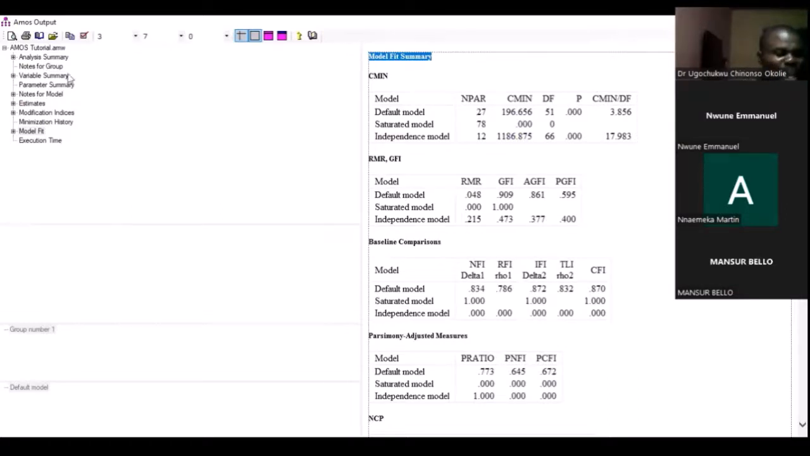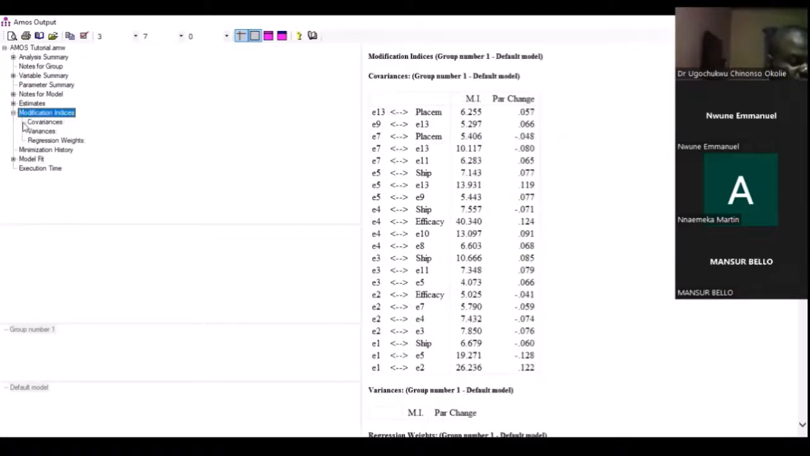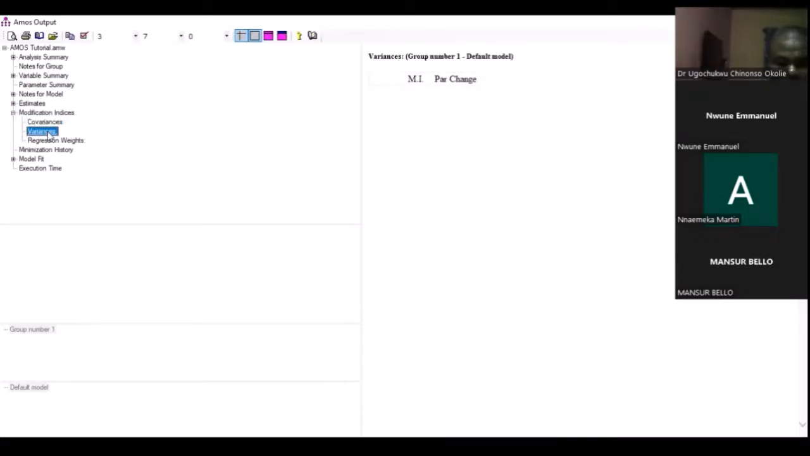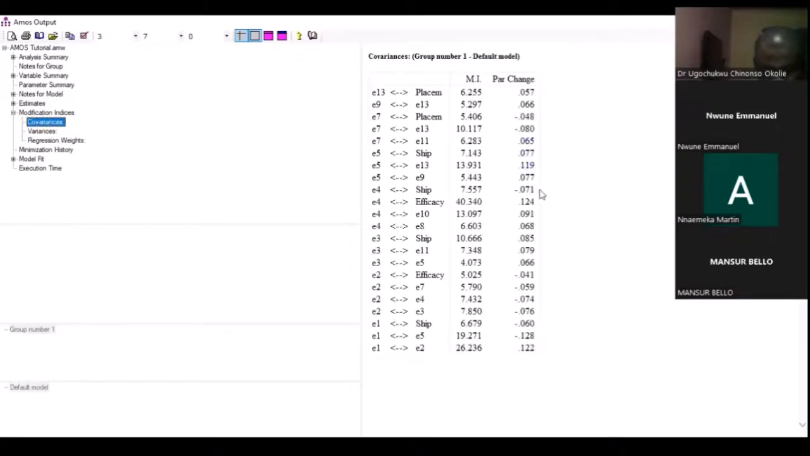Even if you covary error terms, one thing I want you to know is that the degrees of freedom dropped from 62 to 51. As you remove items, the degrees of freedom will keep on reducing, so you need to be very careful and specific with what we are doing. Another thing we might do to see whether we can achieve model fit is to go to modification indices and look at covariances, to see, for example, items 1 and 2.